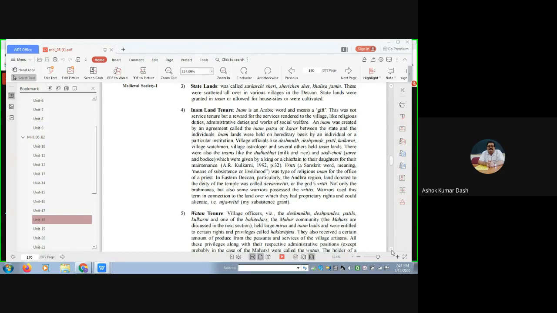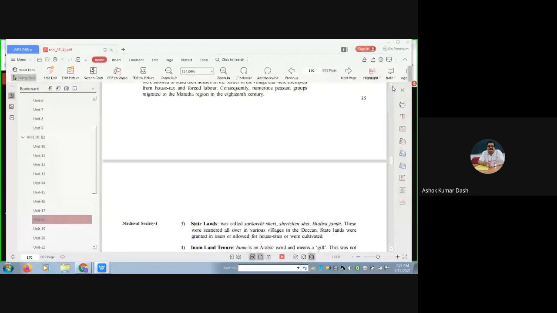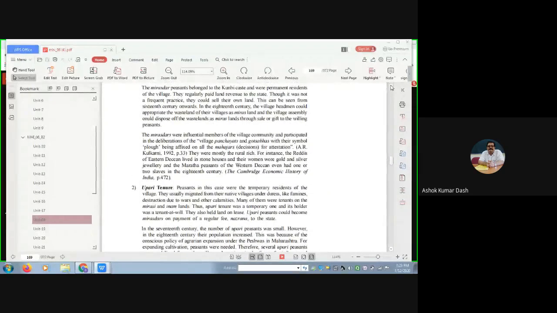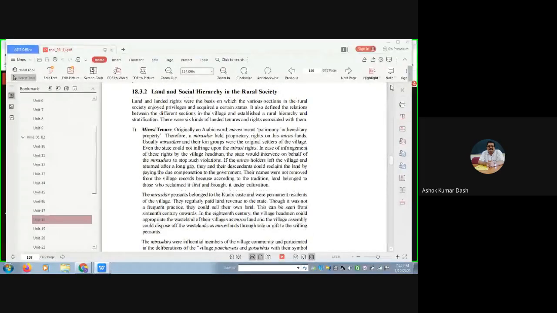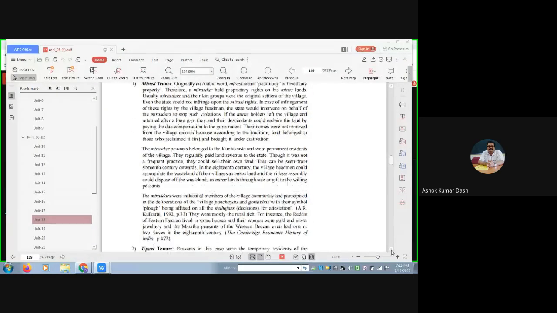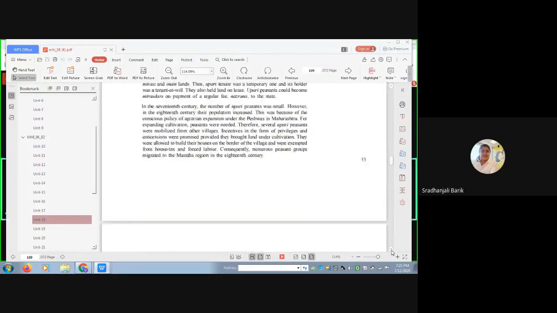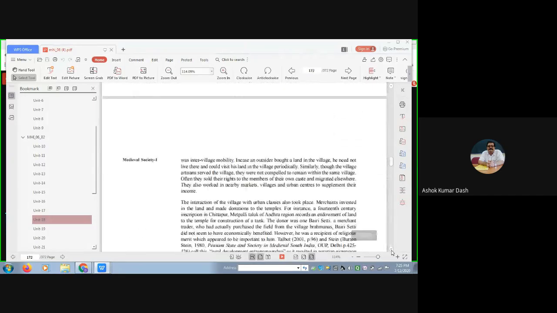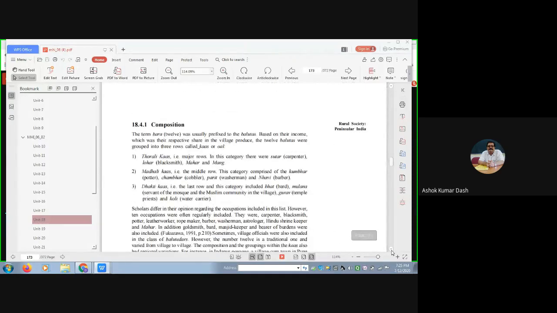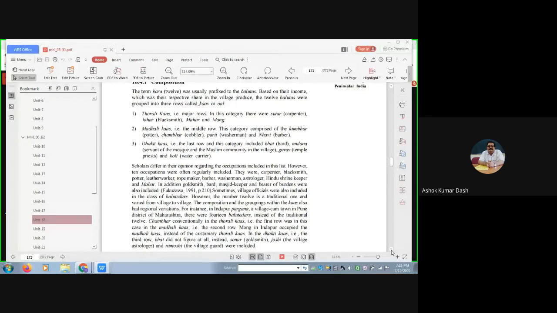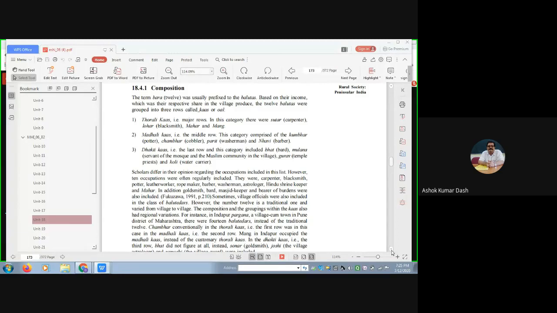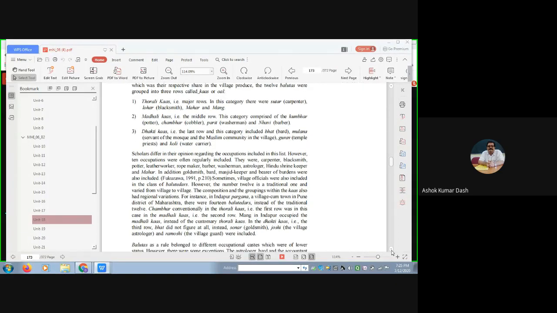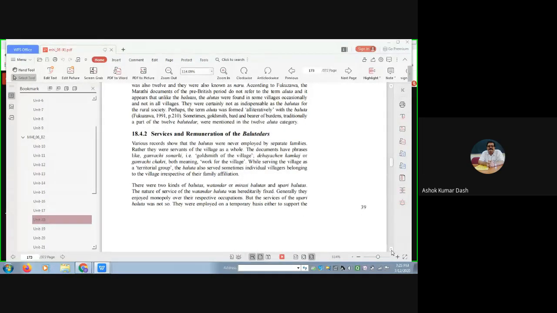Baluk Das were traditionally assigned this term. They were generally called servants of the village, village servants, as I have already told you, different village servants like the artisans group. I'm telling you just now, just a minute. Page number 39. You see, village has been mentioned here. Services and remuneration of the Baluk Das.